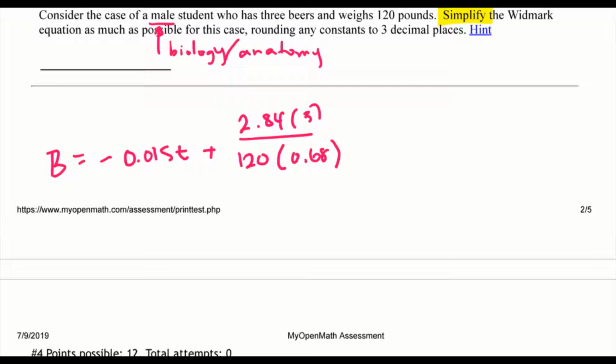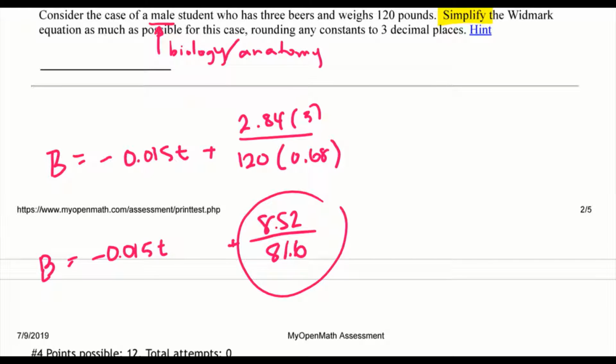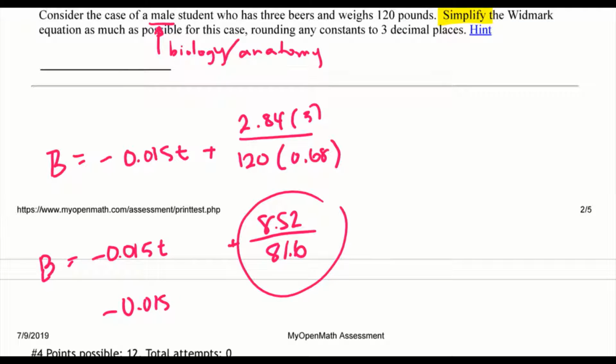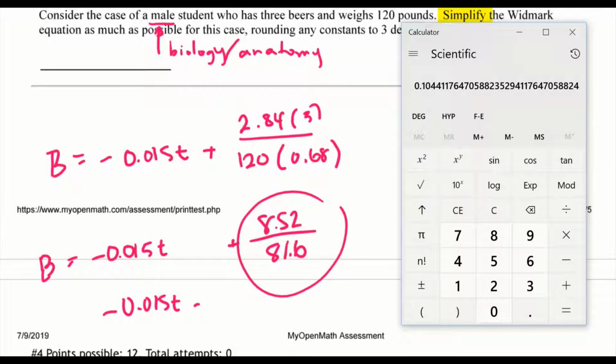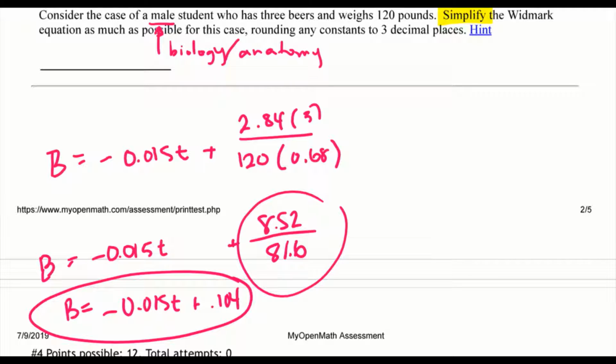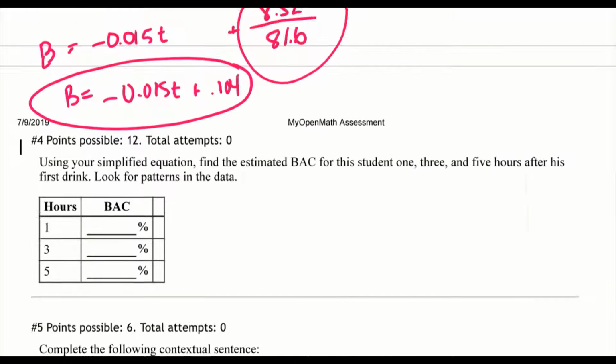So let's look at how to simplify this equation. Well, we would multiply and then we would divide. And then we would round to, it says 3 decimal places. So here's my simplified equation. Now you're going to use that equation for the next couple of questions.